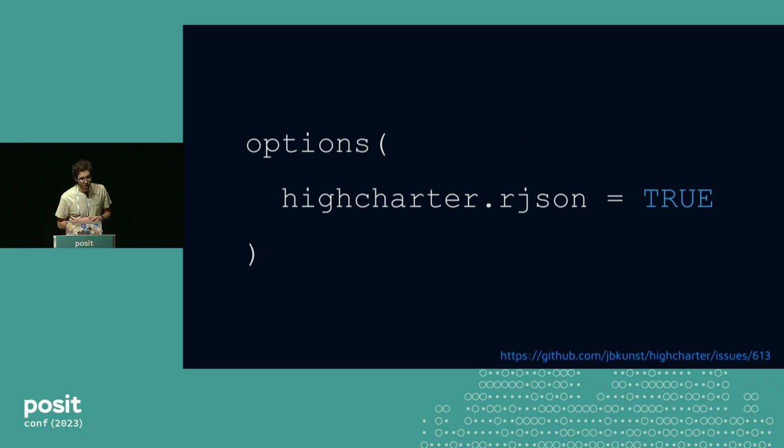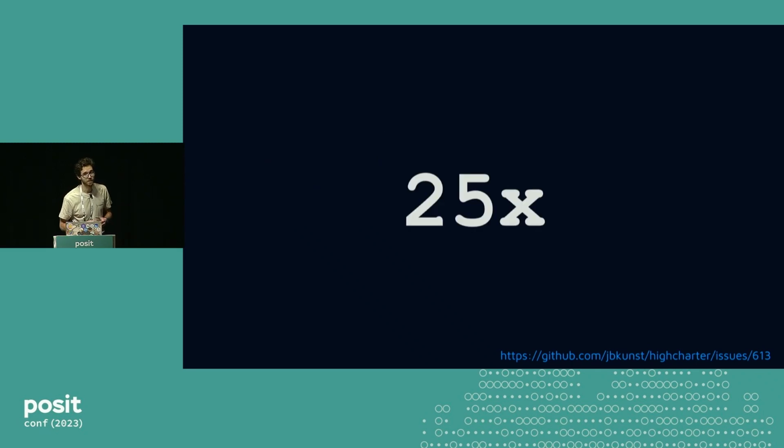And in some cases, there are other available options, like, for example, the RJSON option in the Highcharter package. Highcharter by default uses a package called jsonlite to prepare data and settings for the browser. And as your data gets larger, it can get a bit slow. RJSON is a bit more efficient. And some users have reported a 25x speed increase while switching to RJSON.